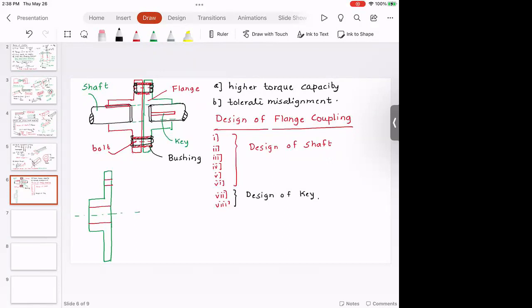So first and foremost, this is the diameter of the shaft. You agree with me, this will be 2 times diameter of the shaft. And then what we want to do is we want to actually make sure that this design is safe. Typically, this is the pitch circle diameter of the bolts. This would be 4 times diameter of the shaft.